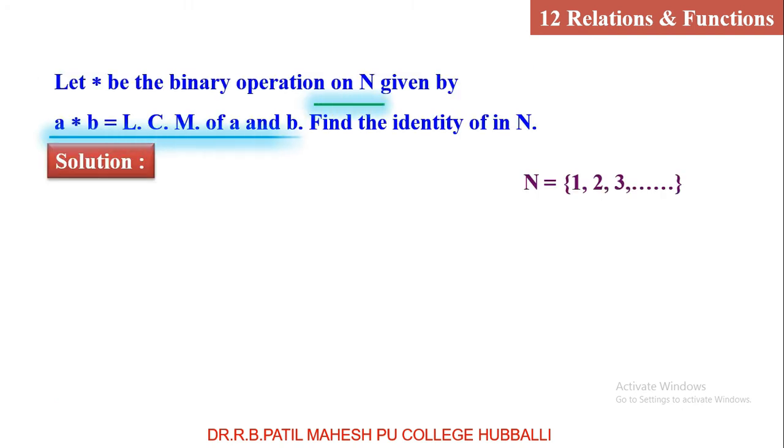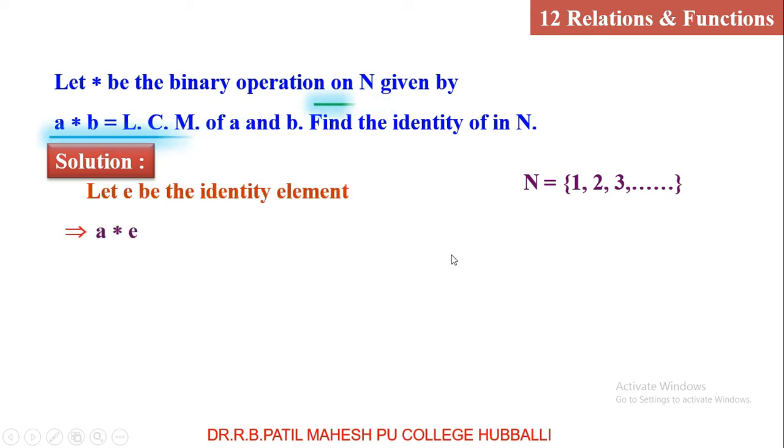Let's start with the binary operation on the set N given by A star B equal to LCM of A and B. Find the identity element in this set of natural numbers. I have taken the set of natural numbers, that is 1, 2, 3. As you know, these are counting numbers 1, 2, 3, 4, 5. Let E be the identity element.